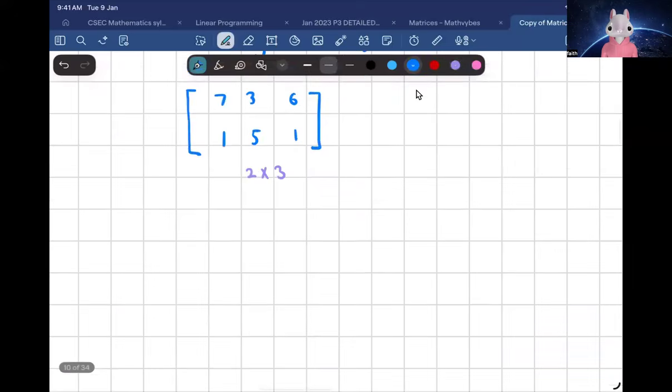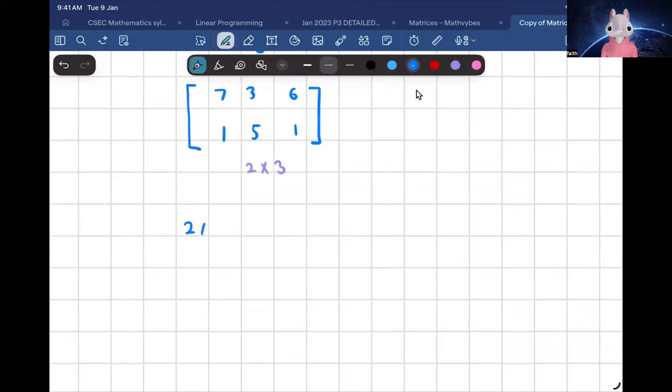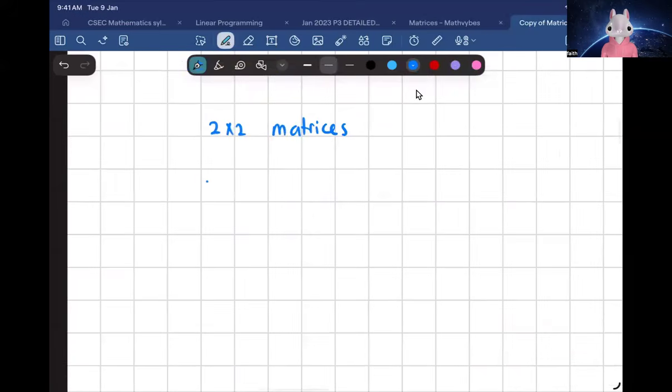But at this level, you need to concern yourself with 2 by 2 matrices. So matrices that look like this. Let's just say I have a matrix, and I'm going to assign a name for this matrix, call it A. So let's just say matrix A is equal to A, B, C, D.